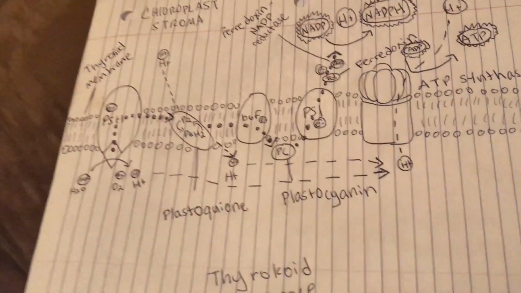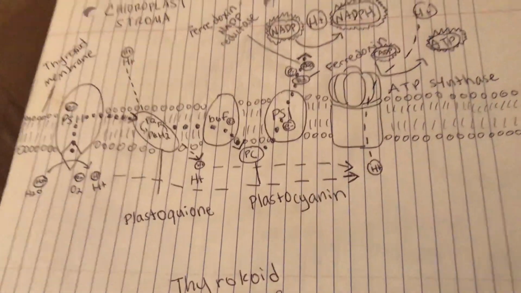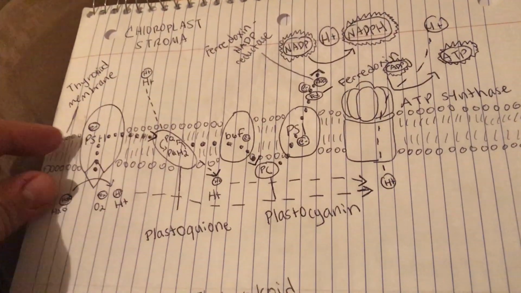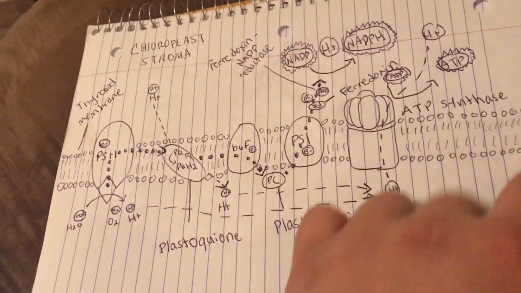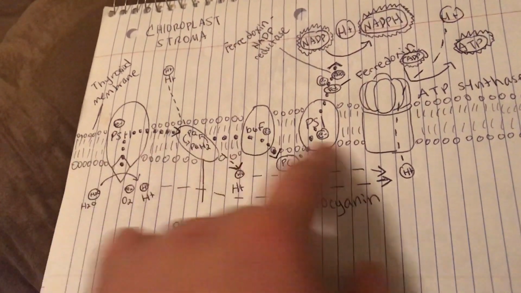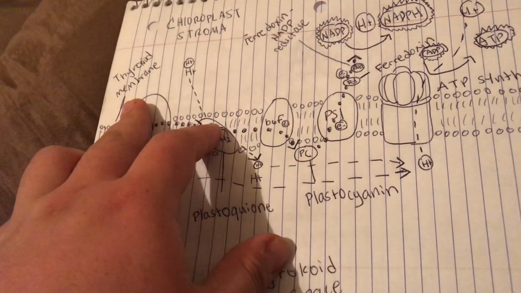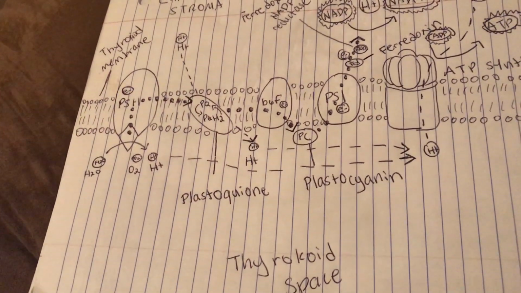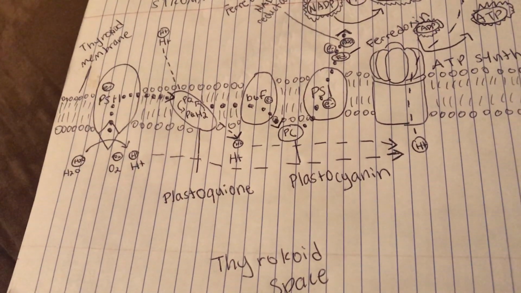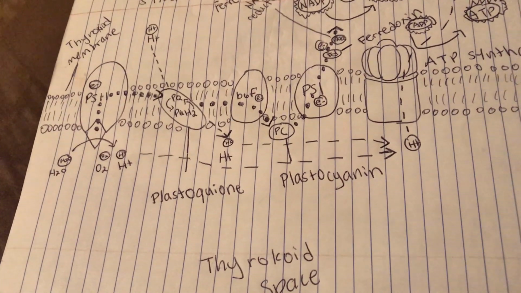I know this picture is crazy, and I want to break down a few things before we start. This thick part that goes all the way through, with the unfilled circles and the lines in between, that's the membrane, the thylakoid membrane, excuse me.